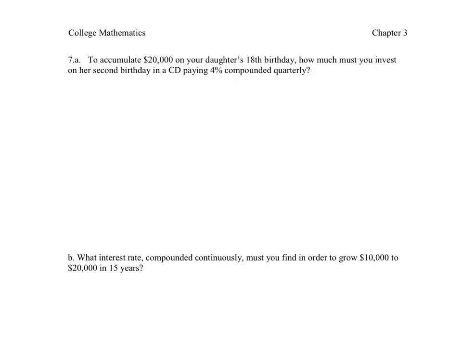All right. And our last problem has 2 parts. To accumulate $20,000 on your daughter's 18th birthday, how much must you invest on her second birthday in a CD that pays 4% compounded quarterly? Now again, when I see the word compounded, that tells me I've got to use the formula for compound interest. The word quarterly tells me that it has the M in it, because I can count up the number of times in a year the interest is being compounded.